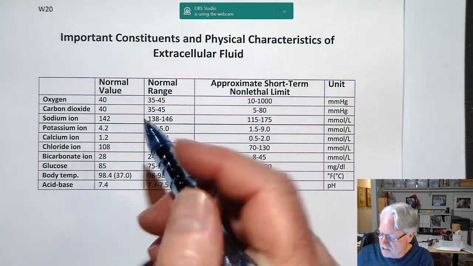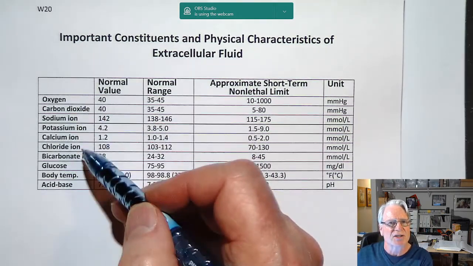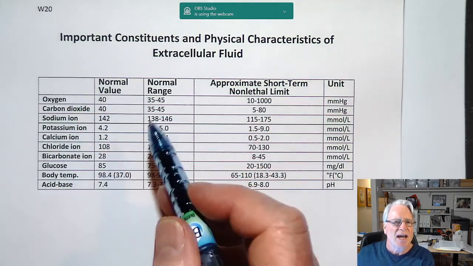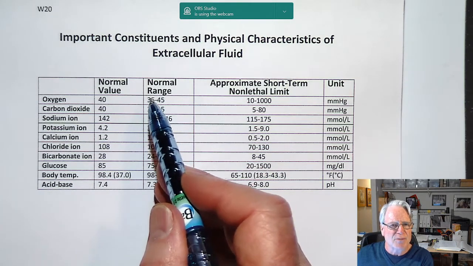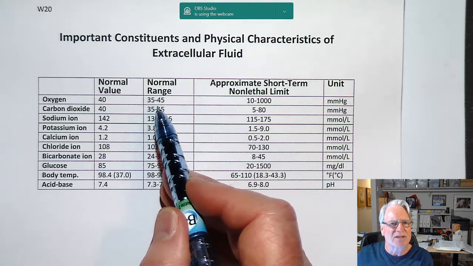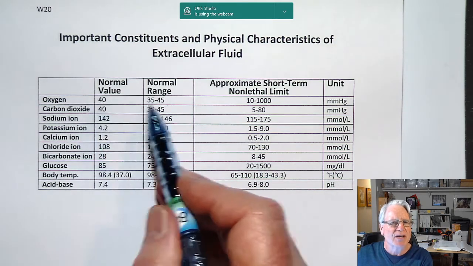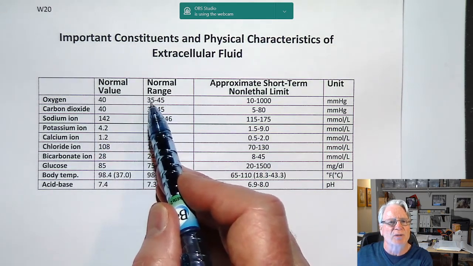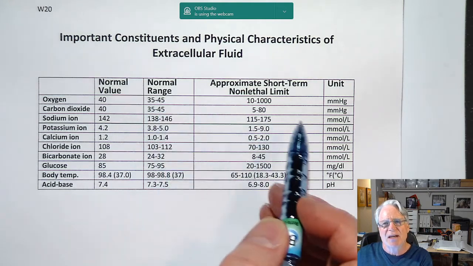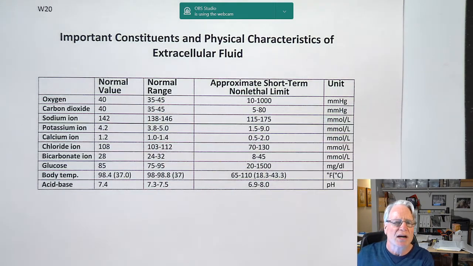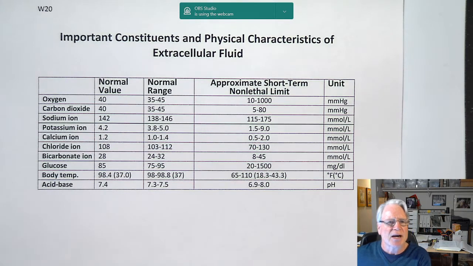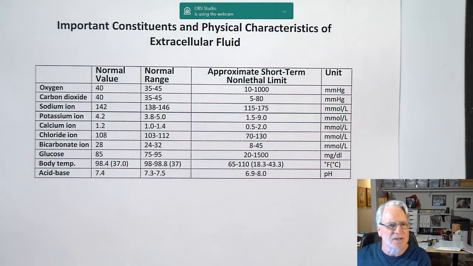And all of these constituents and conditions that you see here have a range. And your body is constantly trying to maintain these ranges. It's not aiming for that number. It's aiming for between 35 and 45 millimeters mercury pressure in the extracellular fluid. Just take a look at some of these.